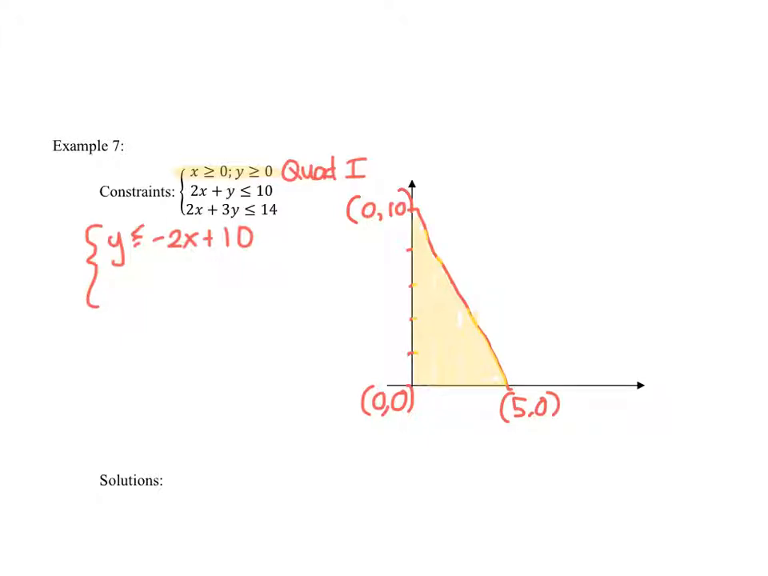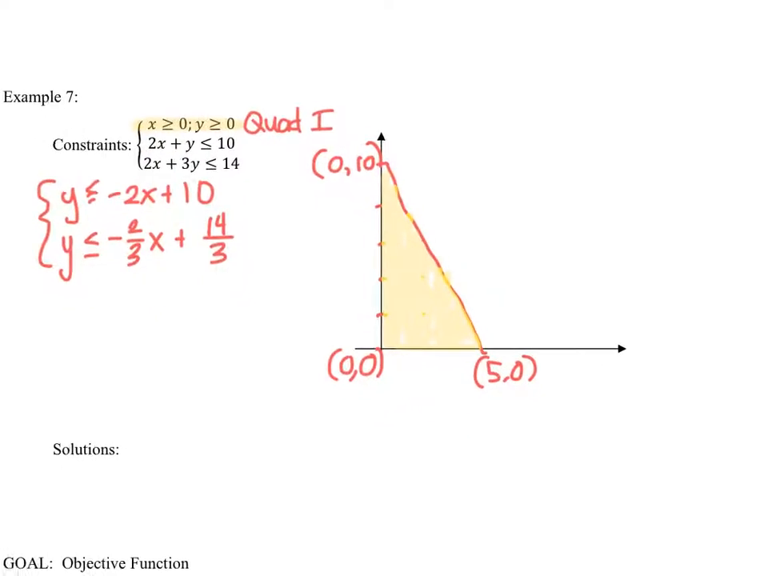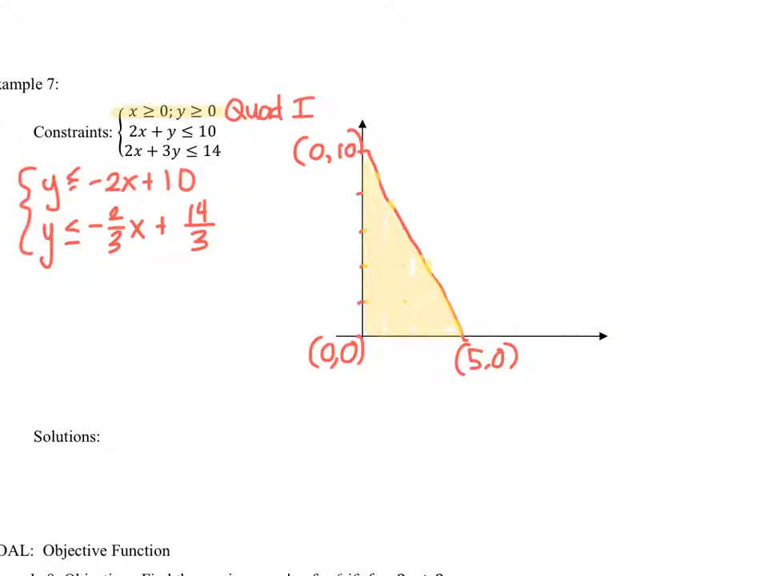All right, and then we need to get our y by itself in the second equation. When we do that, we have y less than or equal to negative 2/3 x plus 14 over 3. So now we have to estimate and draw this. 14 over 3 is a little less than 5. If it was 15 over 3, it'd be perfectly 5. So I need to estimate where I'm starting. I'm going to estimate about right there. That's pretty close to 5. Mark it and label it.